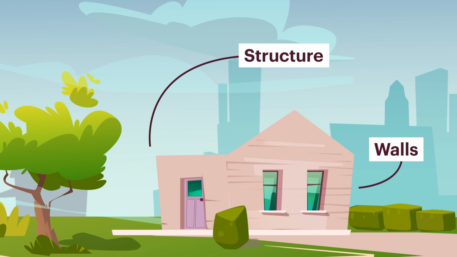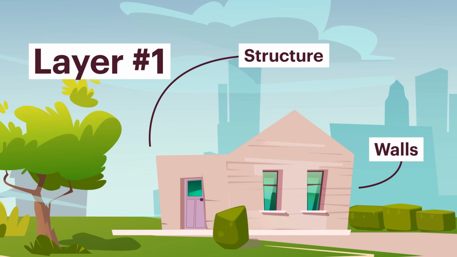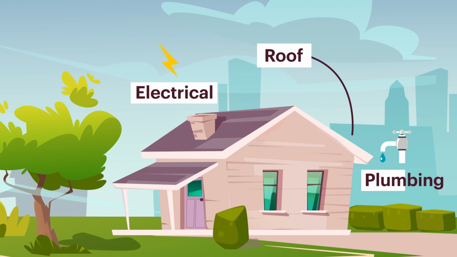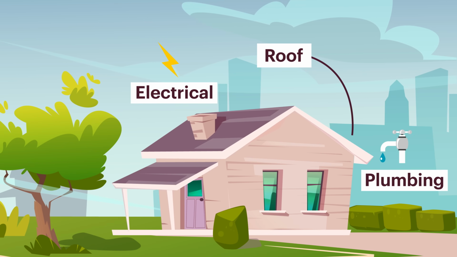So let's say we're learning how to build a house. It'd make the most sense to build the foundation first, right? This includes the walls, the structure, and this all represents the main concepts of what we're learning. That's layer number one. Then we would add on supporting stuff like the roof, some electrical, some plumbing, and this all represents the supporting details.